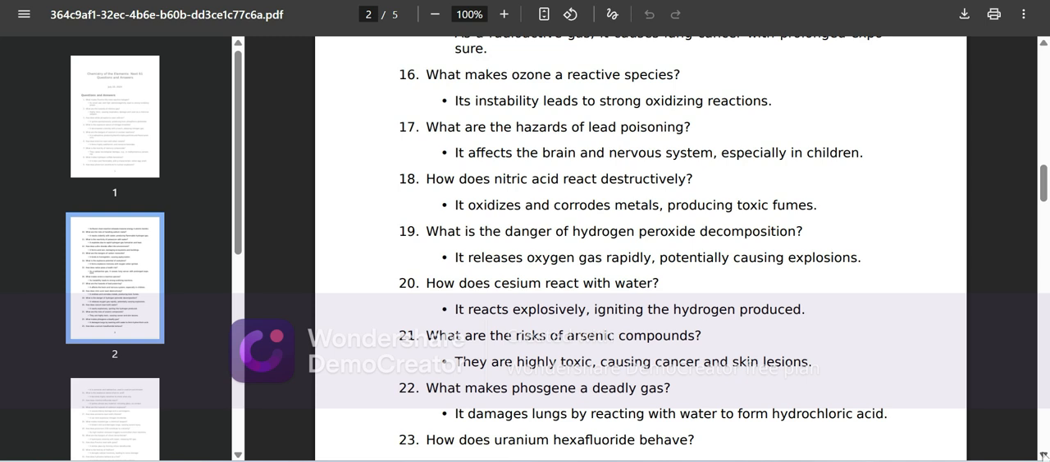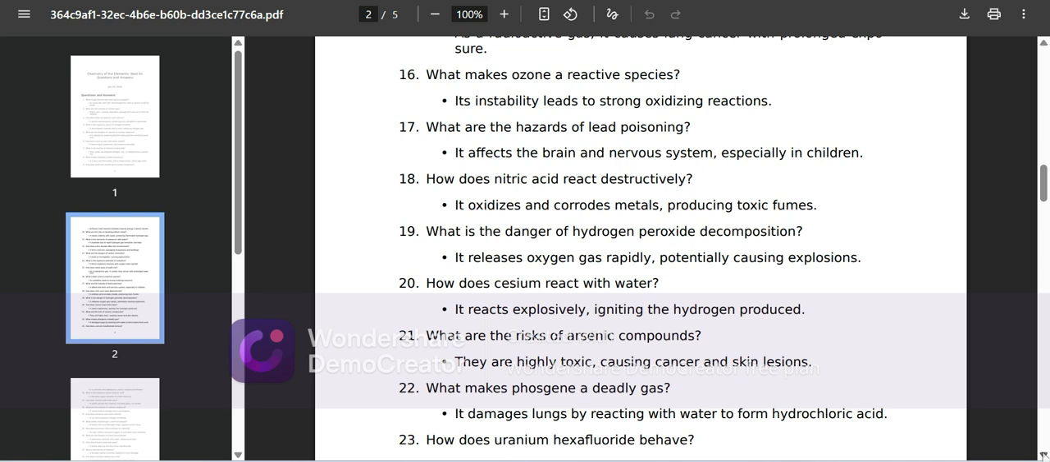What are the hazards of lead poisoning? It affects the brain and nervous systems, especially in children. How does nitric acid react destructively? It oxidizes and corrodes metals, producing toxic fumes.